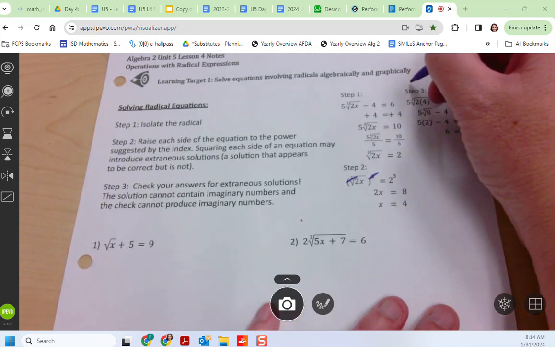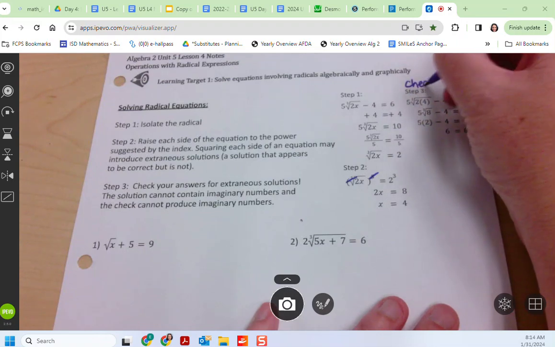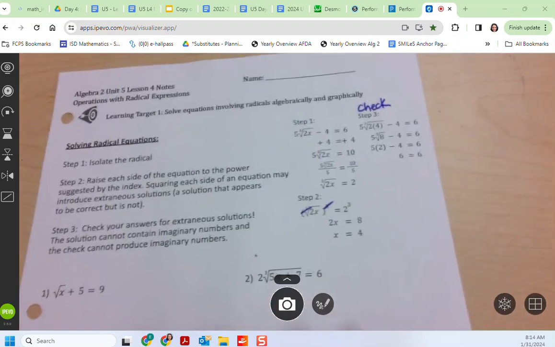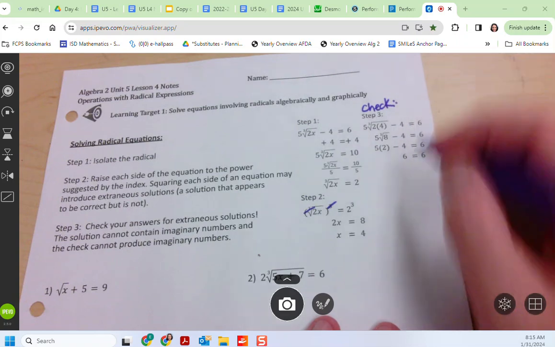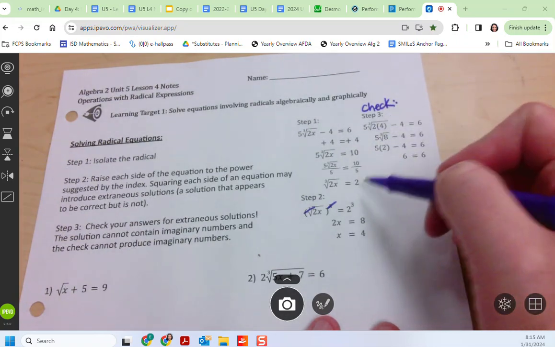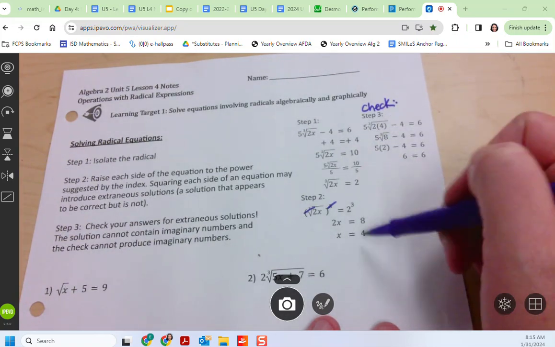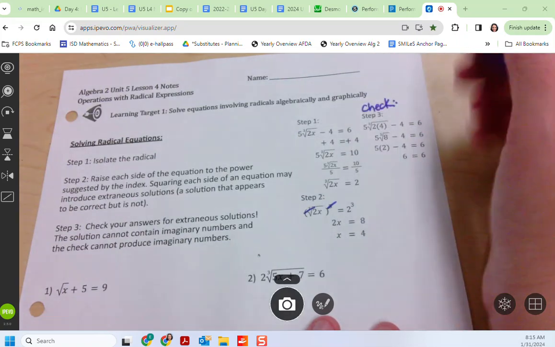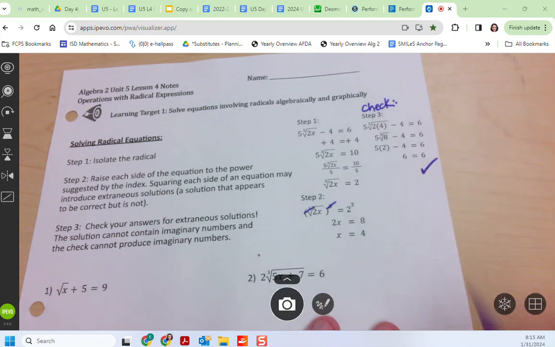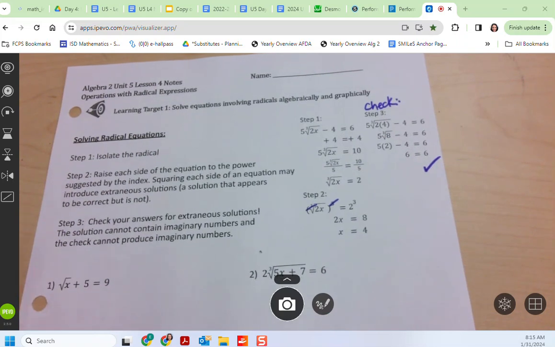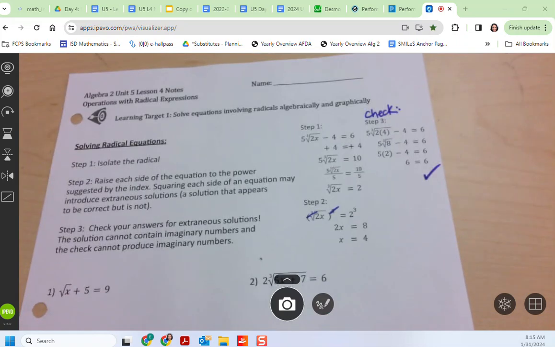Step 3 is the checking step. You have to check. You're going to probably get like 90% of your answers are going to work, but that 10% that don't work, you know that's going to be tested. So you got to check. So I substitute my answer, which was, down here, 4, back in for x, and I simplify, and I get 6 equals 6, which is true. That means my answer checks out. If I got something like 6 equals negative 6, that would not be true. Any questions before we start some problems?